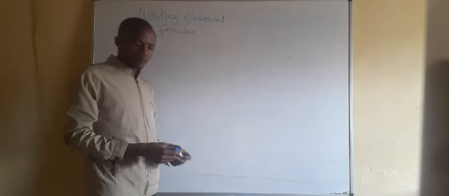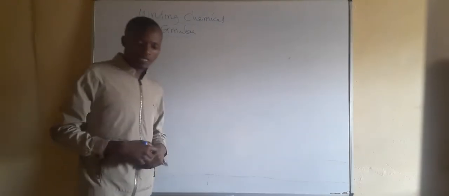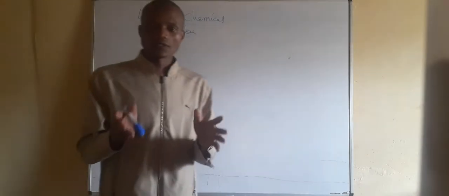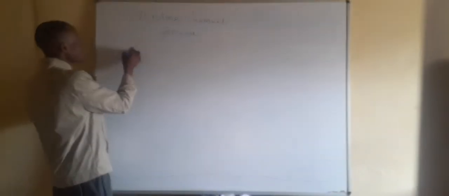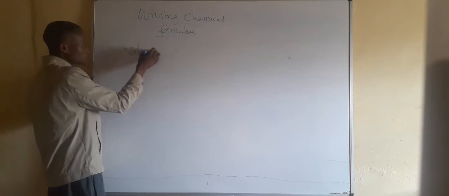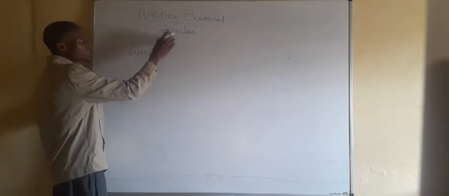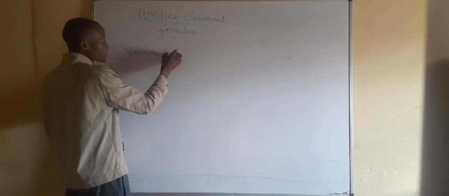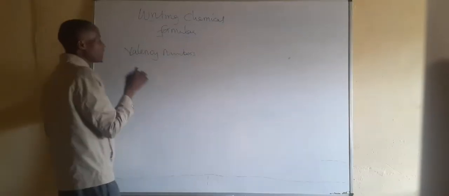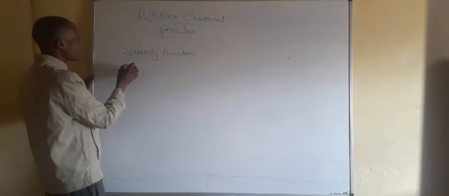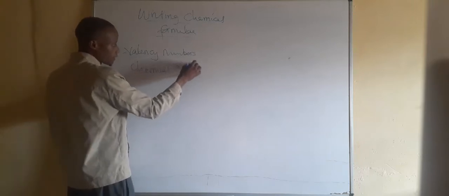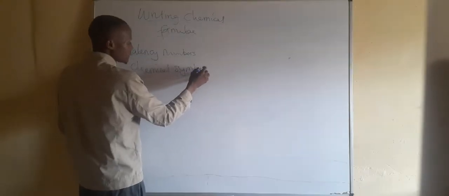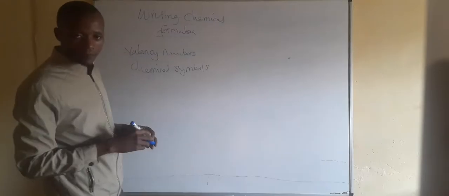Now, when writing the chemical formula of a compound, it's very important for you to know the valence numbers of the elements or radicals present. You cannot write the chemical formula of a compound without the valence numbers. Apart from the valence numbers, you must know the chemical symbols. When you know these things, it becomes easy for you to write the chemical formula of a compound.